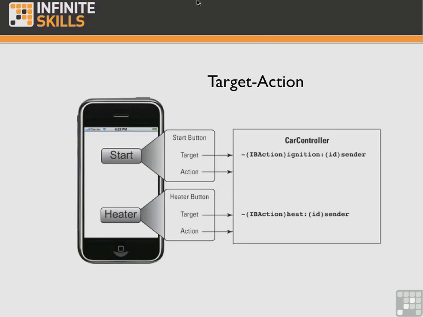The target action mechanism enables you to create a control object and tell it not only what object you want to handle the event, but also the message to send. For example, if the user touches a ring bell button on the screen, you want to send a ring bell message to the view controller. But if the wave flag button on the same screen is touched, you want to be able to send the wave flag message to the same view controller.